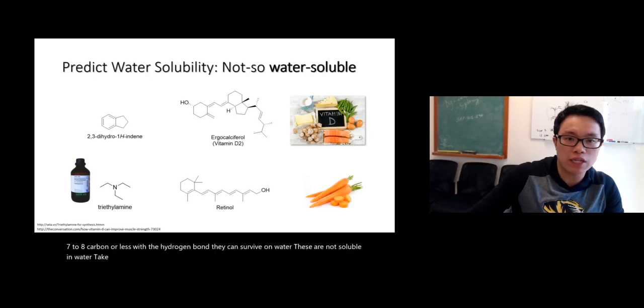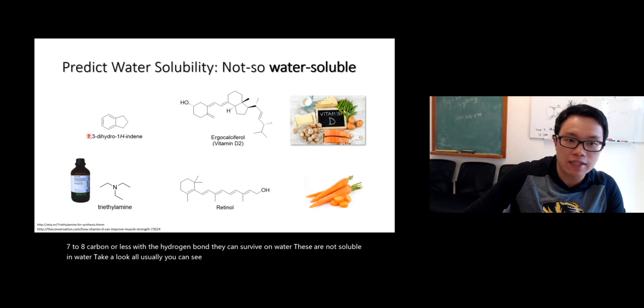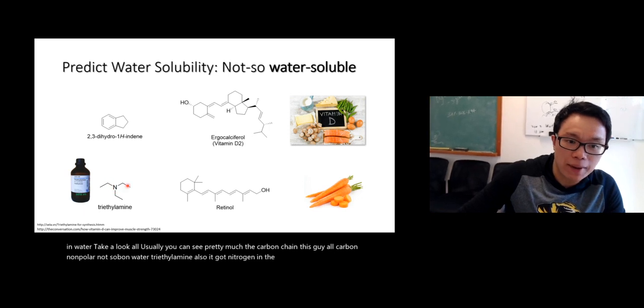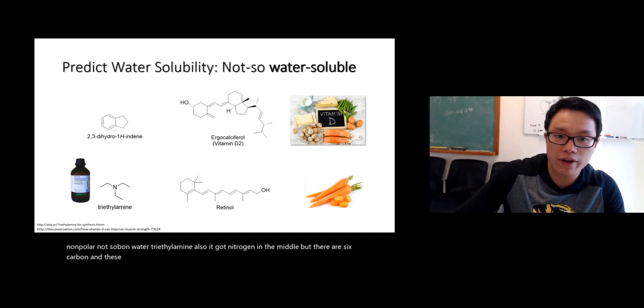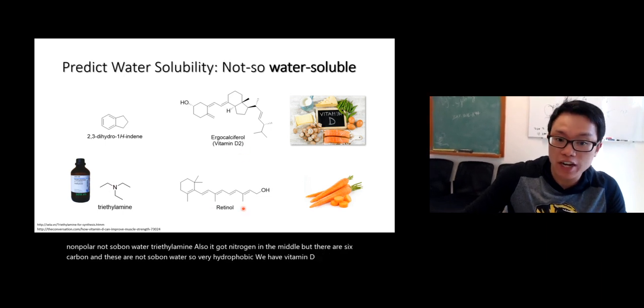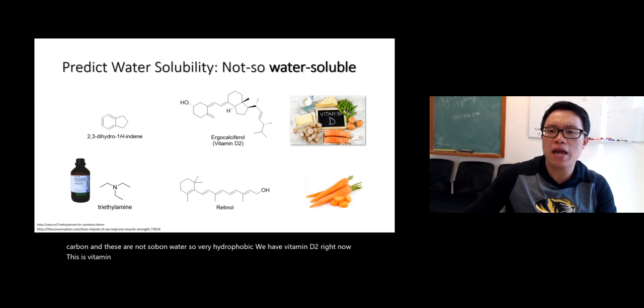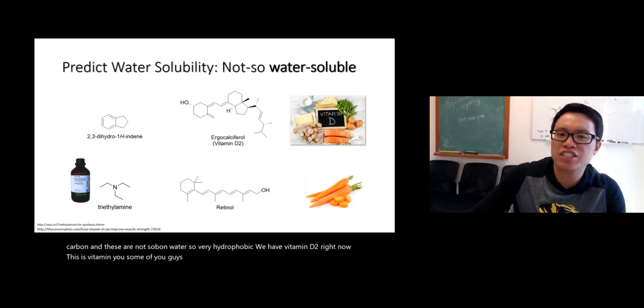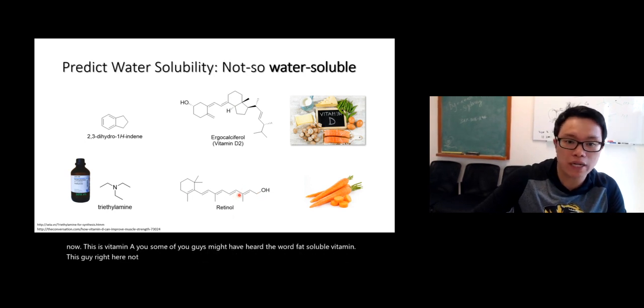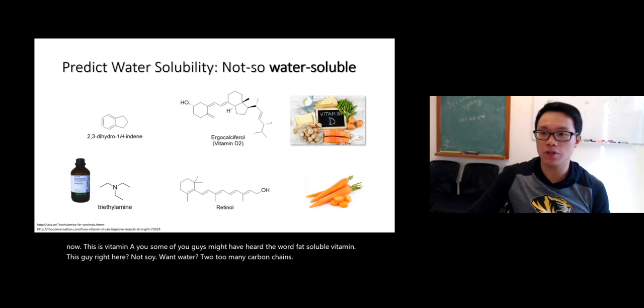Take a look. Usually you can see pretty much a carbon chain. This guy is all carbon, non-polar, not soluble in water. Triethylamine also has nitrogen in the middle, but there are 6 carbons, and these are not soluble in water, so very hydrophobic. We have vitamin D2, retinol. This is vitamin A. Some of you might have heard the term fat soluble vitamin. This guy right here is not soluble in water. Too many carbon chains.